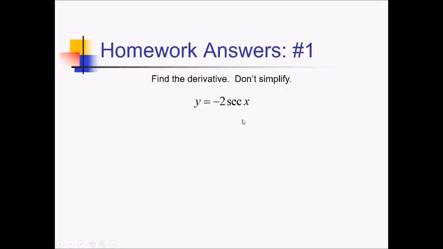To find the derivative on this first one, we take a look at the derivative of secant of x. That's going to be secant of x tan of x. And this negative 2 is just along for the ride. You don't need the product rule on this one, and that's it.